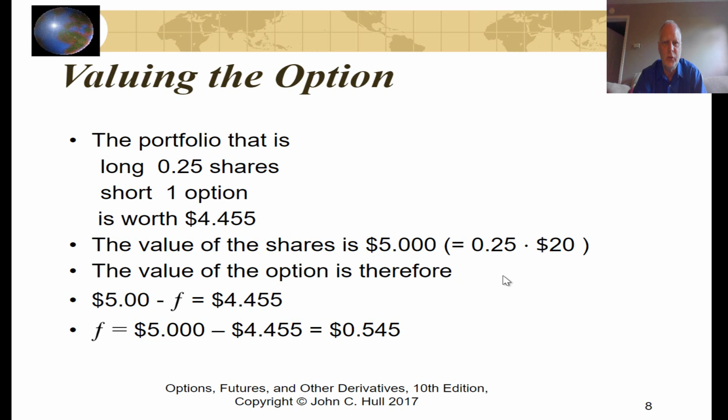The value of the shares is $5, or 1/4 of the $20 it is worth today. So the value of the option has to be, well, let's see. The value of the shares here is 5. We're long that. We are short the option, and the total value is $4.455. So the value of the call option is 5 minus 4.455, or 54.5 cents.